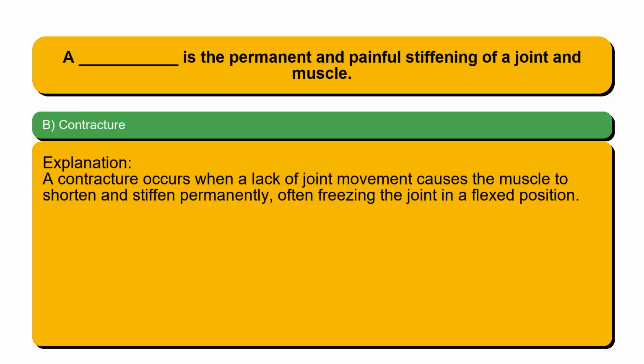Contracture. A contracture occurs when a lack of joint movement causes the muscle to shorten and stiffen permanently, often freezing the joint in a flexed position.